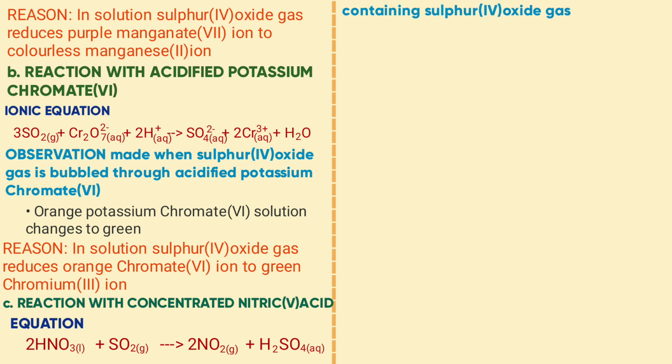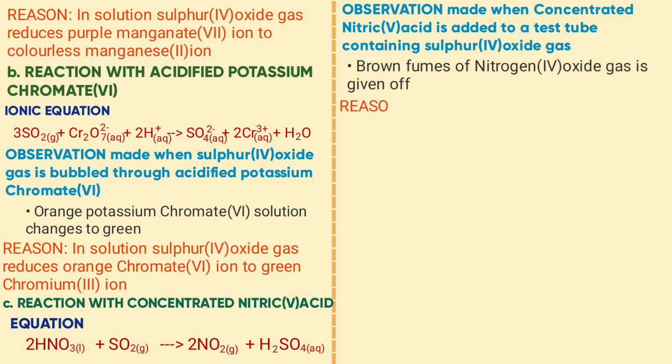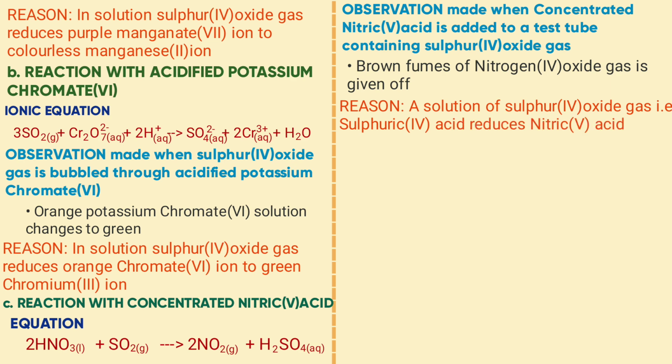Now, the observation made when concentrated nitric 5 acid is added to a test tube containing sulfur dioxide gas: brown fumes of nitrogen dioxide gas are given off. Reason: a solution of sulfur dioxide, i.e. sulfurous 4 acid, reduces nitric 5 acid to brown nitrogen dioxide gas, while itself being oxidized to sulfuric 6 acid.